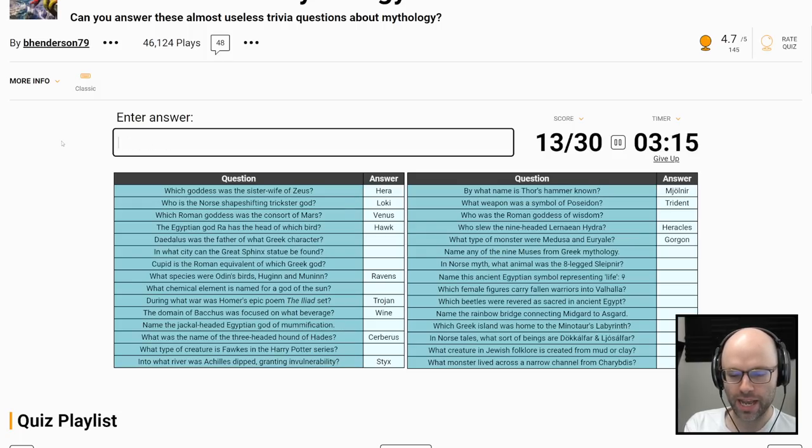What animal was the eight-legged Sleipnir? He's an octopus. This ancient Egyptian symbol is the ankh. What female figures carry fallen warriors? Valkyries. What beetles were revered as sacred? Scarabs. The rainbow bridge connecting Midgard to Asgard is called the Bifrost. Thank you, Marvel. There's like 10 of these questions that are just Marvel.